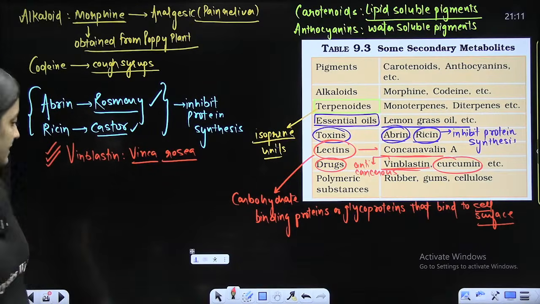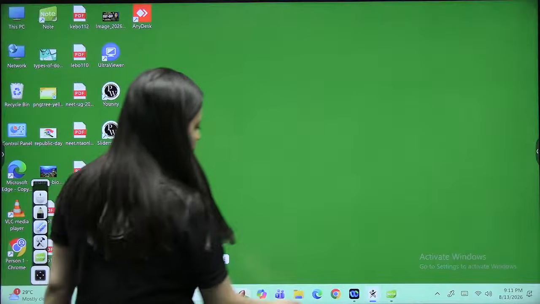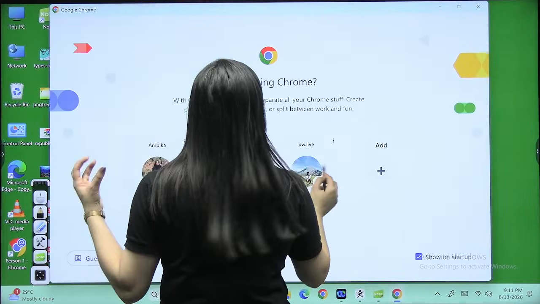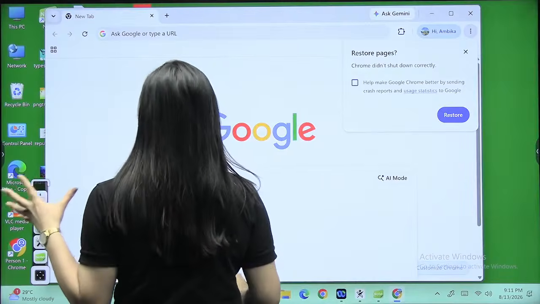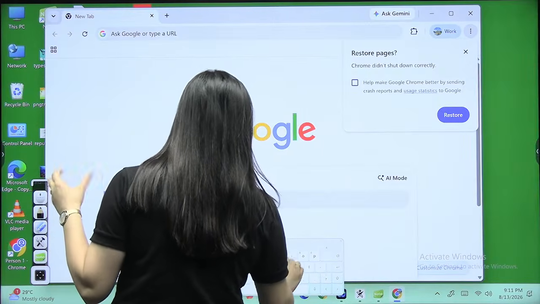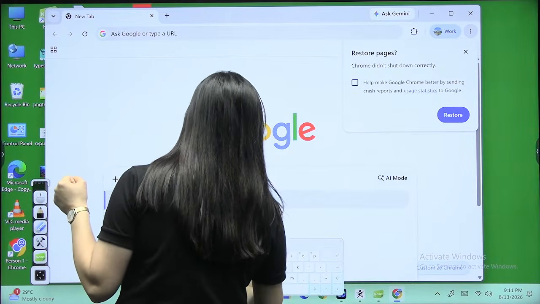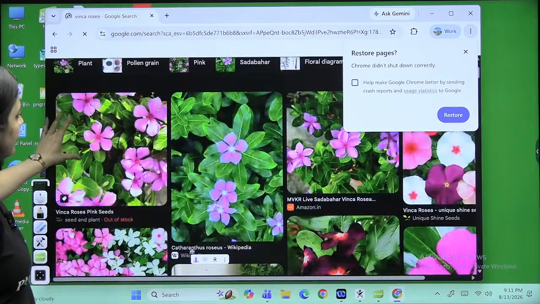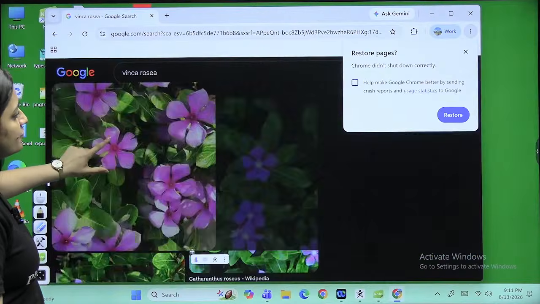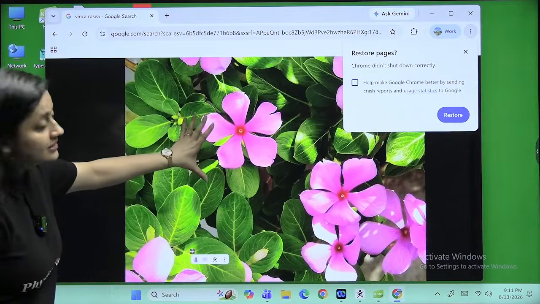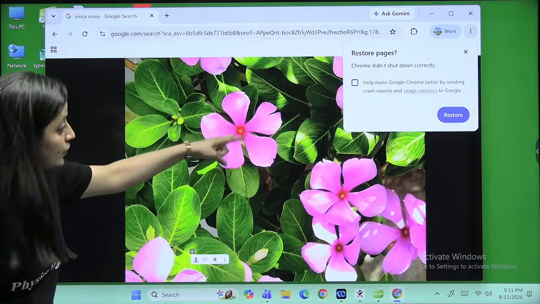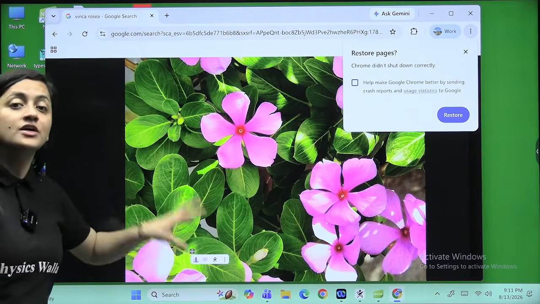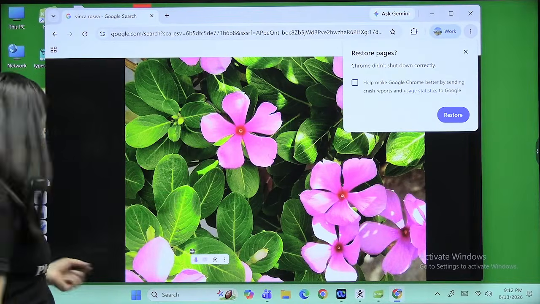You people have seen that. If I get a chance, I'll try to show you here. You all have seen it, trust me. It is obtained from Vinca rosea. I think you have seen that. It is such a common plant. So vinblastine is obtained from it, and it is anti-cancerous.